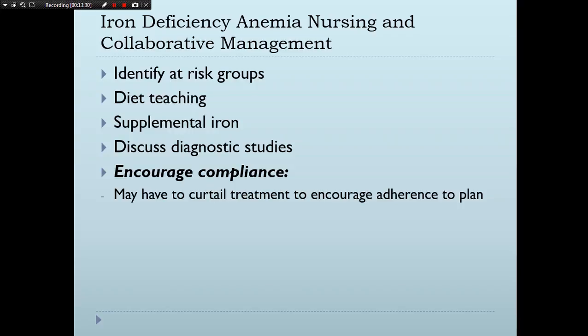For example, we want our patients to take iron on an empty stomach, but a lot of times if they have gastrointestinal problems like nausea, vomiting, it might be best for them to take it with some food. Even though it decreases the absorption, it's better for them to take it versus not taking it at all.